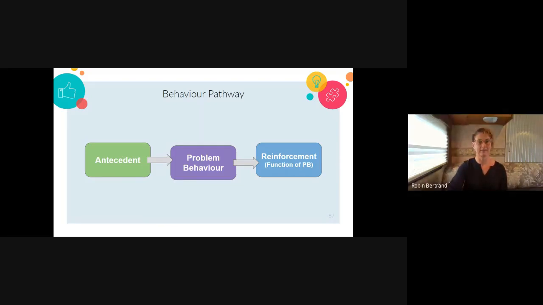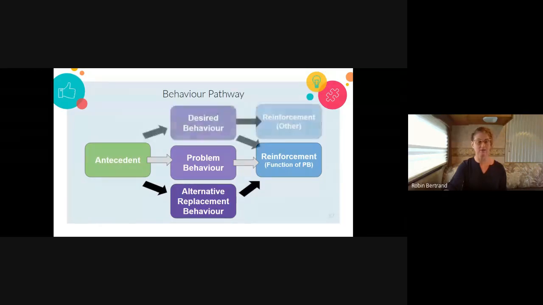Let's look at our example again. So we had the alternate replacement skill that was going to lead to reinforcement. And now we're looking for a desired behavior that can happen also instead of problem behavior.